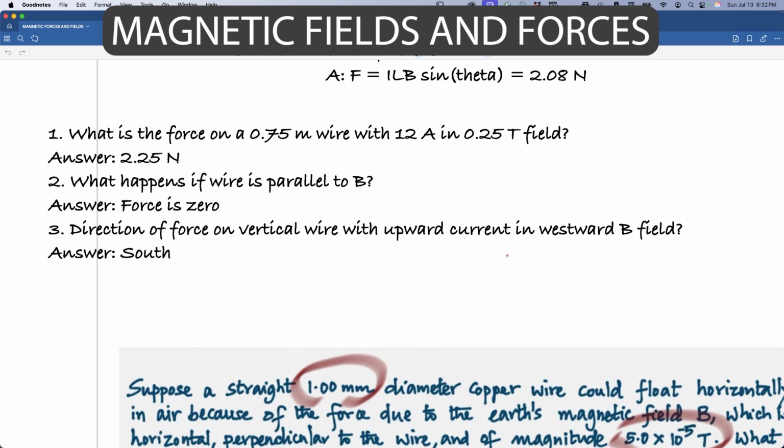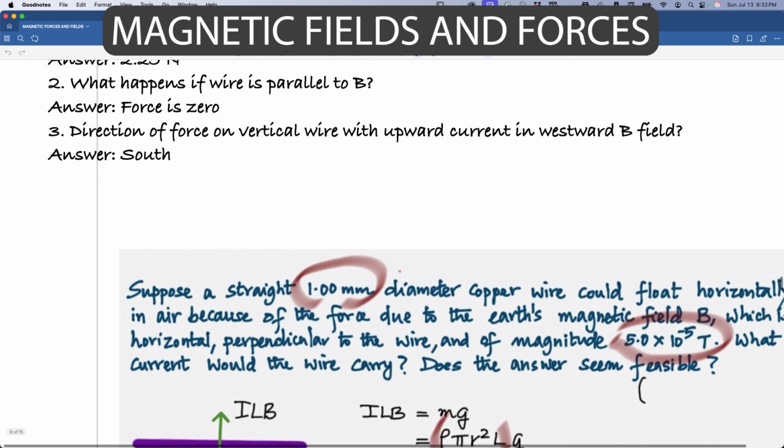Another thing you should have noticed here, if you're paying attention, which I hope you are, is that the direction of current is always taken as the direction of flow of positive charges. So that's why when the question said the current is upward, we had no hesitation in saying that's the direction in which the positive charge is moving, and so the fingers are pointing up. Right.